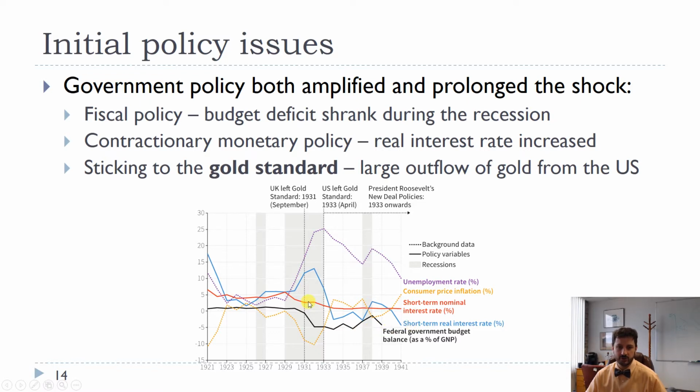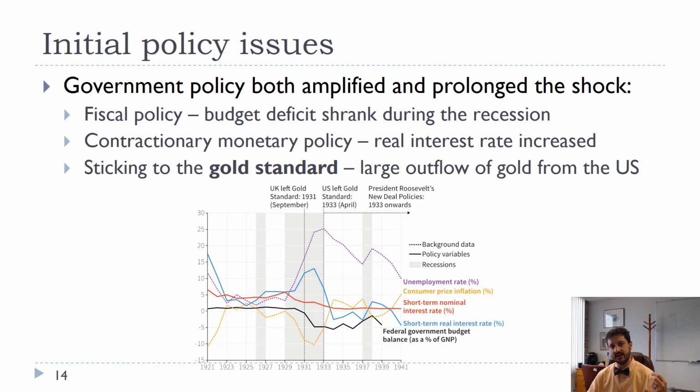The short-term nominal interest rate wasn't really cut, at least not significantly, until FDR came into power. The unemployment rate had shot up, and the real interest rate, remember, is the nominal interest rate minus inflation. Well, we weren't having positive inflation, we were having deflation. So minus a negative number is a positive number. And so the short-term real interest rate actually shot above 10% in the early 1930s. And so one of the things that FDR tried to do was to get inflation going.